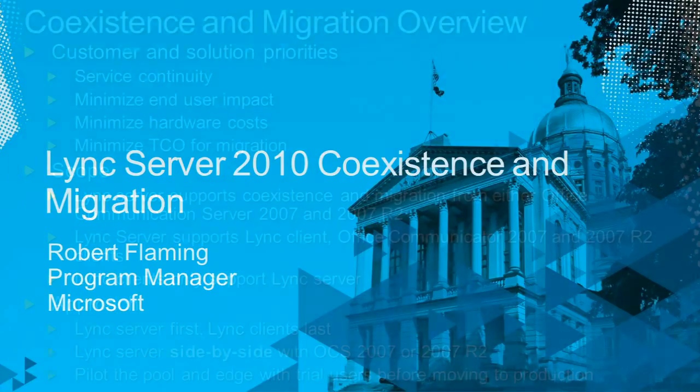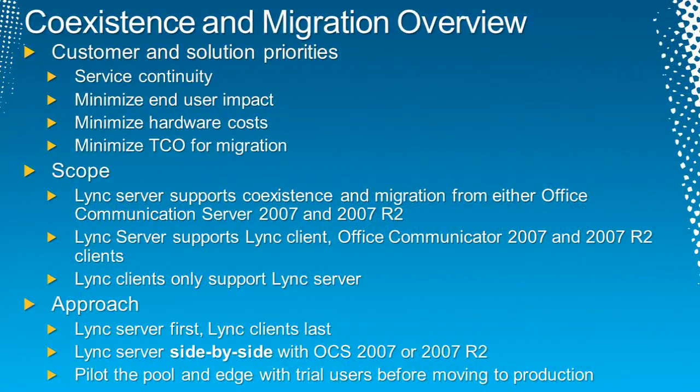To start, I just want to cover an overview of what we prioritized when we thought about migration. First and top priority for all the customers we talked to was service continuity, and so we put that on top of our list for what we needed to deliver in migration. One very sensitive area is the actual end user impact. It wasn't enough to just have the servers be available, but we also needed to see very little end user impact. After we solved these two problems, we then focused on minimizing the overall hardware costs and then minimizing the TCO overall for migration.